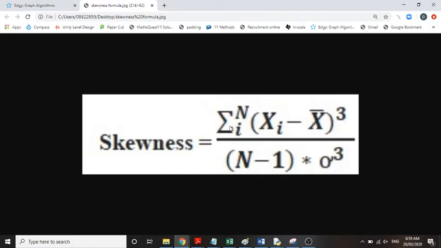We find the sum of all those values, and then we divide that by n minus 1 times this, which is lowercase sigma, which means standard deviation. So we're going to look at how we can calculate a few of those things using Excel.